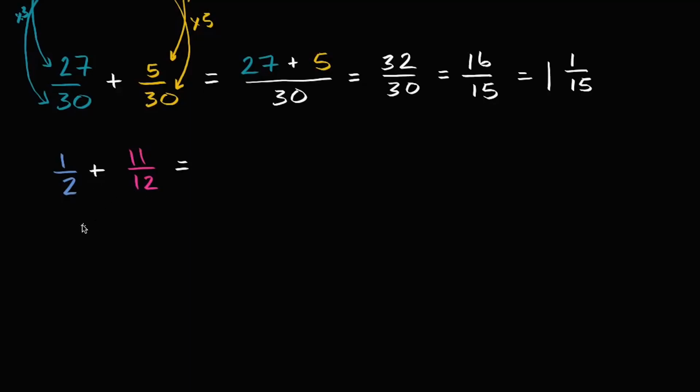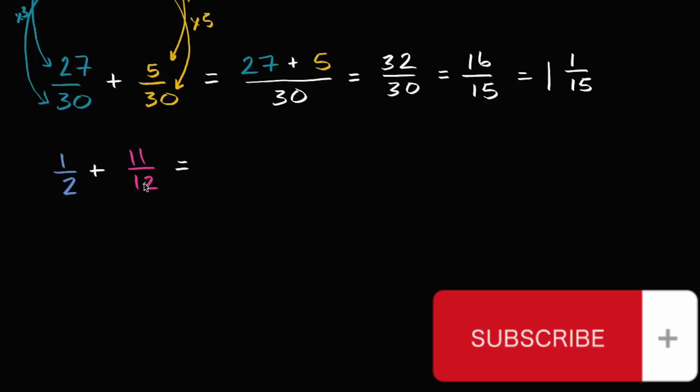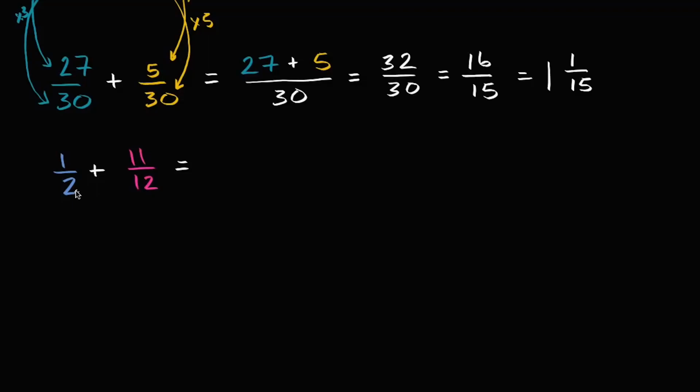Well, what we want to find is a common multiple of 2 and 12, and ideally we'll find the lowest common multiple of 2 and 12. And just like we did before, let's start with the larger of the two numbers, 12. And we could just say, well, 12 times 1 is 12, so that you could view that as the lowest multiple of 12. And is that divisible by 2? Yeah, sure, 12 is divisible by 2.